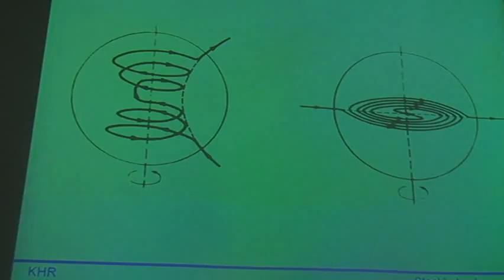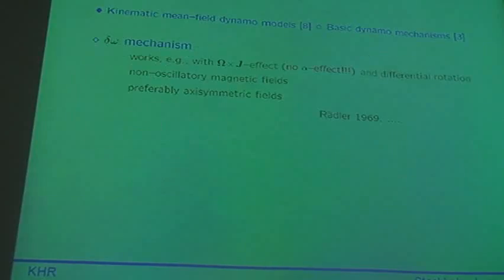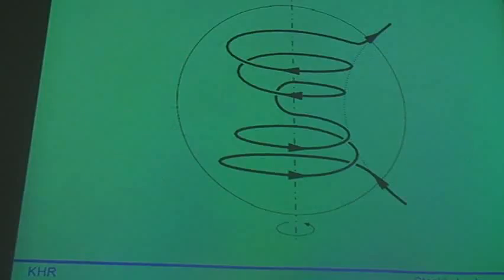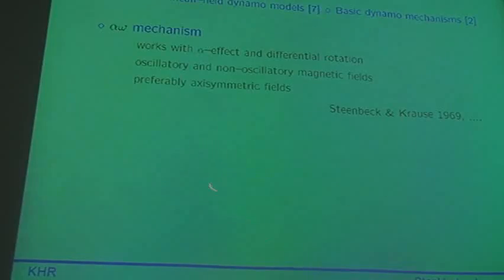That means the mechanism which I explained to you here doesn't work. That is the reason why an alpha omega mechanism preferably produces axisymmetric fields. The excitation conditions for axisymmetric fields are easier to satisfy than excitation conditions for non-axisymmetric fields. Okay.